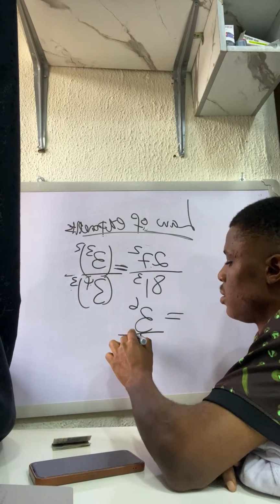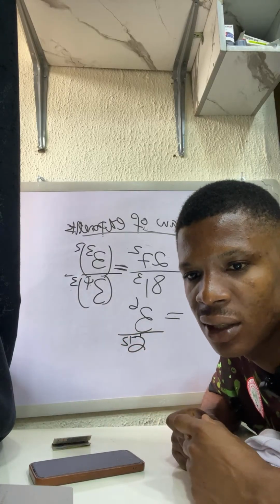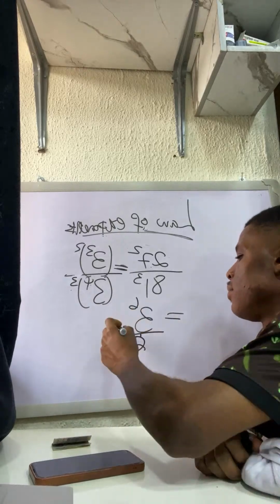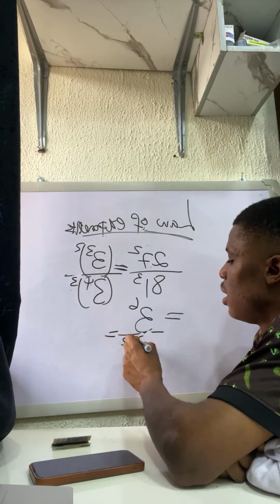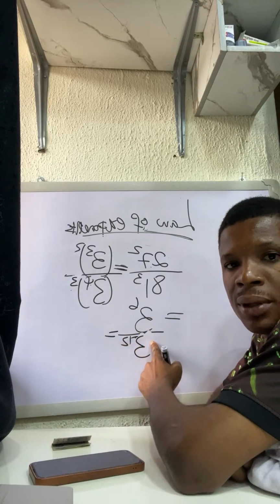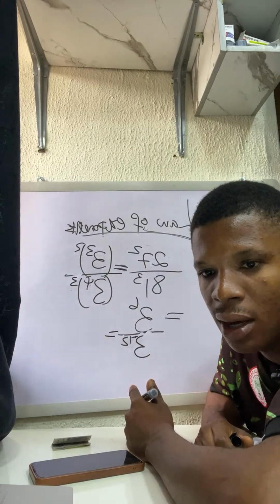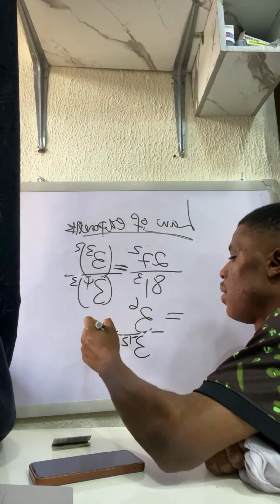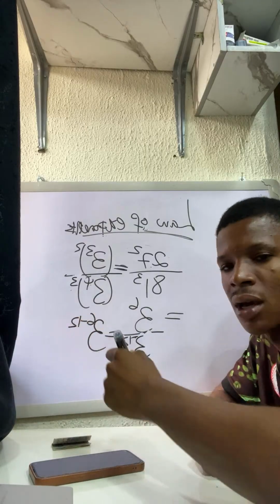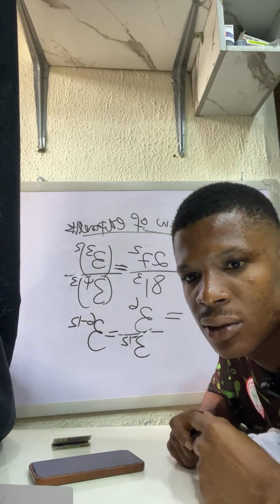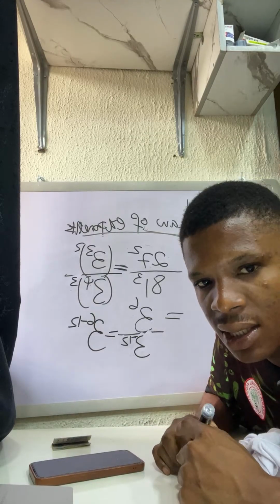Now they are of the same common base, 3 and 3. You just have to subtract their powers. You have 3 power 6 minus 12. What is 6 minus 12?